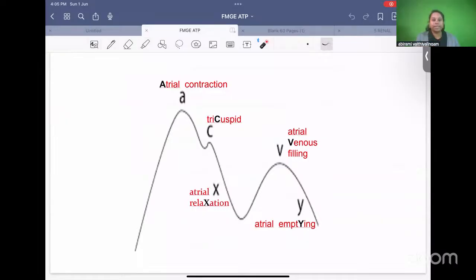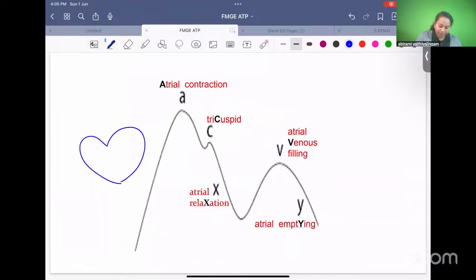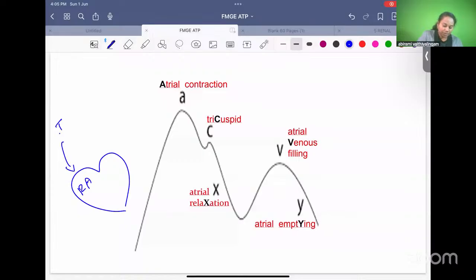JVP, jugular venous pulse or jugular venous pressure. What is JVP? First, let's understand what are we recording by JVP. This is the right atrium, the internal jugular veins. They directly drain into the right atrium of the heart. So whenever you want to record the right atrial pressure, you can measure internal jugular vein pressure. It will indirectly tell you how much is the right atrial pressure. So what is JVP? JVP is a measure of right atrial pressure.